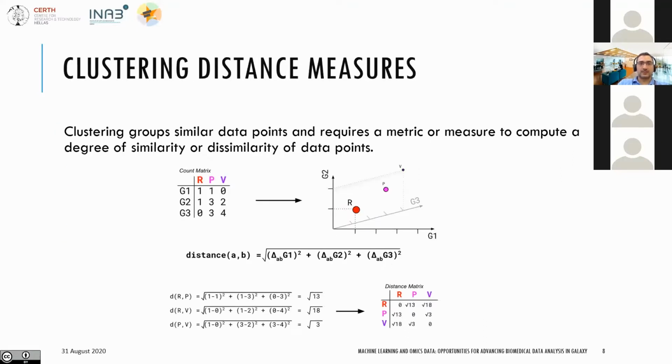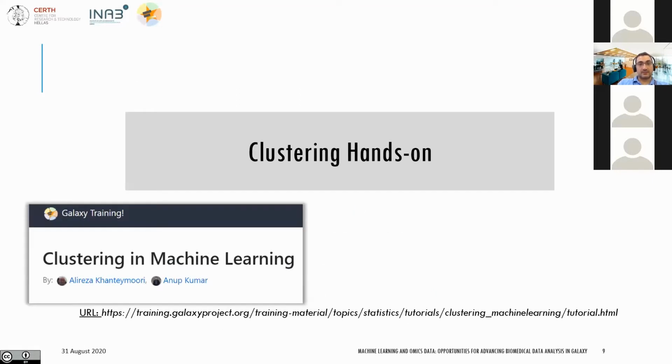I'm going to skip this one. So essentially, if we try to cluster groups or data points, we want to identify a distance metric, a similarity metric. It's one way to quantify the relationship between different pairs. And this is one way of doing that, by using a distance metric between two data points.